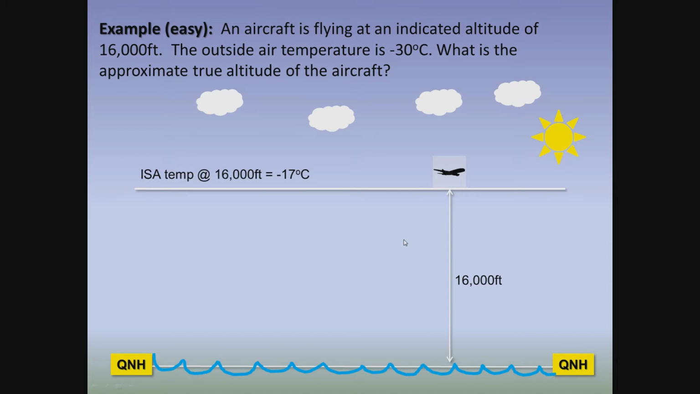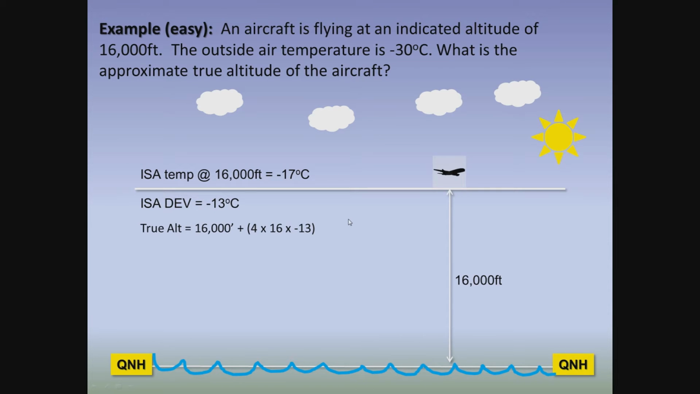Well, it's useful because at 16,000 feet, I know that the temperature should be minus 17 degrees Celsius, and that's based upon the temperature lapse rate of 2 degrees per 1,000 feet. However, the temperature is minus 30 degrees, which means that the temperature is 13 degrees below ISA. So we have an ISA deviation of negative 13 degrees Celsius.